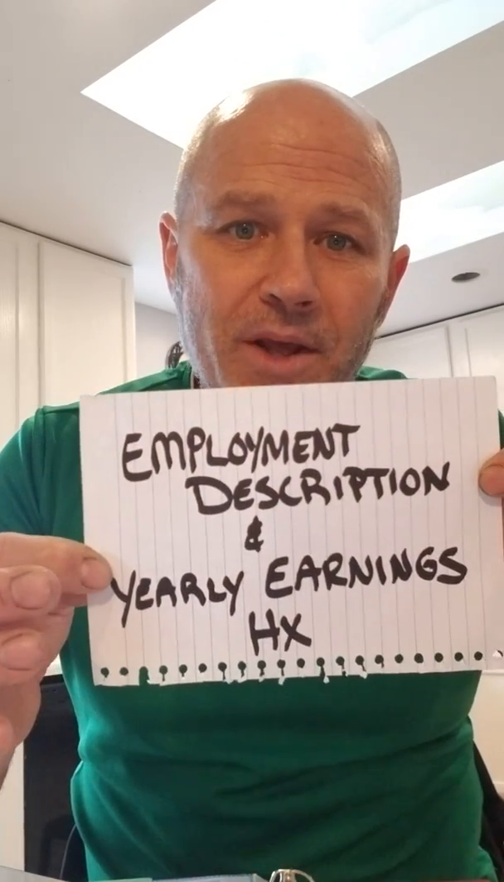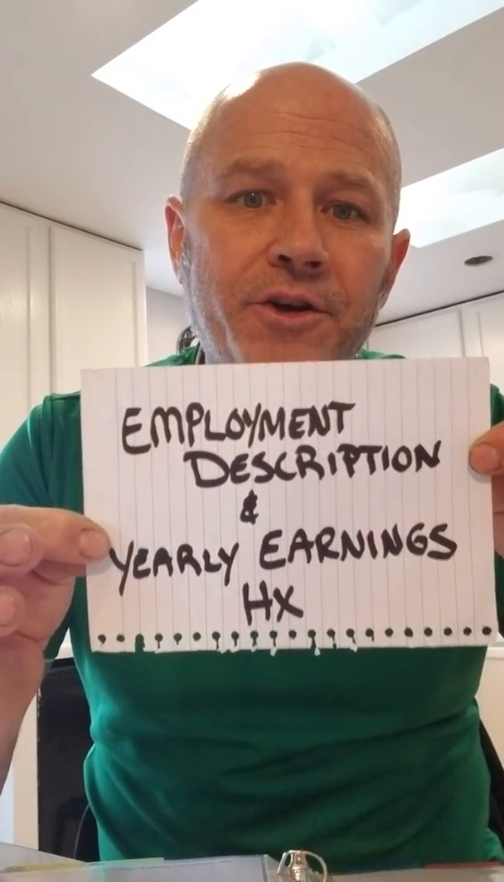The next thing they need are the employment description and your yearly earnings history. They want your employment description to come from your employer on some type of letterhead. That's coming right from USCIS: they want that letterhead, whether it be a government job or what. They want that letterhead from your employer stating your employment, and as far as the yearly earnings history, that can be covered with your tax filings.